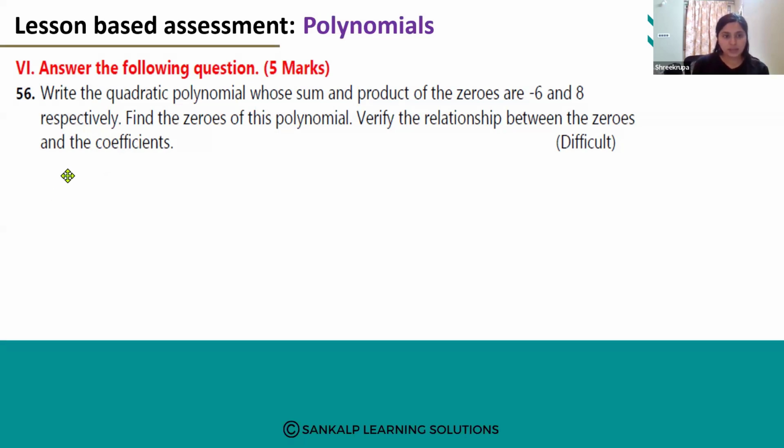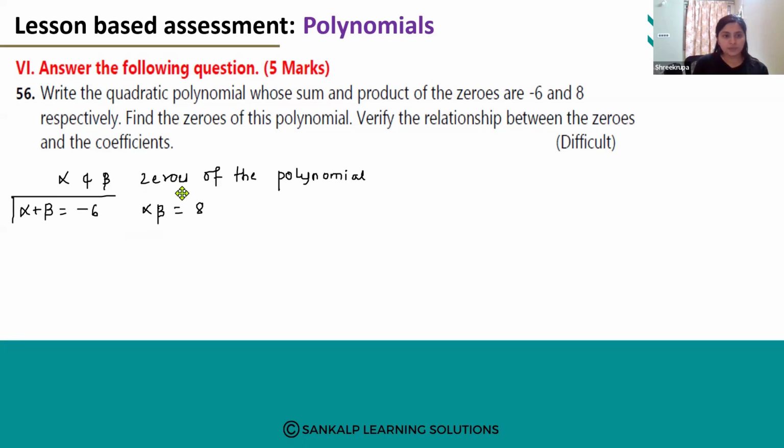If we consider alpha and beta as the zeros of the polynomial, then alpha plus beta will be equal to -6 and alpha beta, the product of the zeros, is 8. We can construct the polynomial using these values.